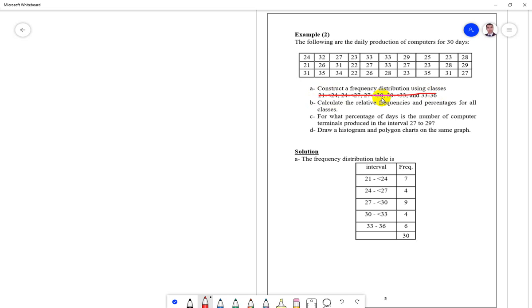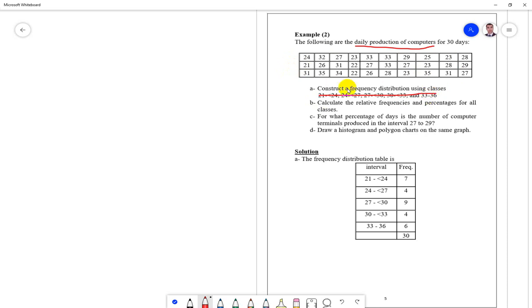So now the question, what is the variable under study? The variable under study is the daily production of computers. So our variable, the daily production of computers for 30 days, is quantitative because you have numeric values. Now how can I construct or present this data in a frequency distribution? First, if I'm giving you specific classes, you have to use them. If I'm not giving you any classes, then you have to construct the classes by yourself.